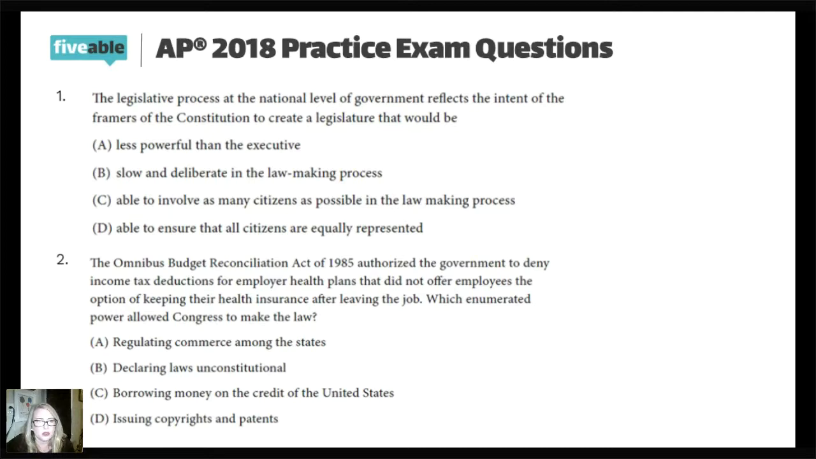So for number one, the legislative process at the national level of government reflects the intent of the framers of the Constitution to create a legislature that would be, okay, A, less powerful than the executive. That's not correct because we talked about how they thought that the Congress, the legislative branch, would be more powerful than the executive. Now D, ensure that all citizens are equally represented. It does talk about equality under the law in the Constitution, sort of, except not everyone was actually represented equally at the time, being that slaves did not count as a person and were not complete citizens. And women didn't have voting rights, that sort of thing. But it's talking about how they wanted to create the legislature.